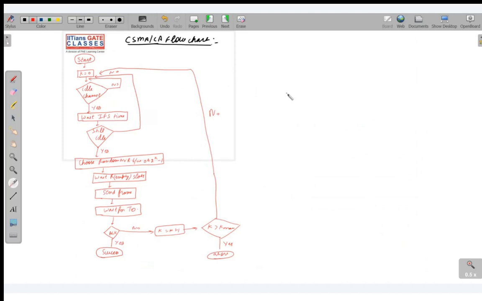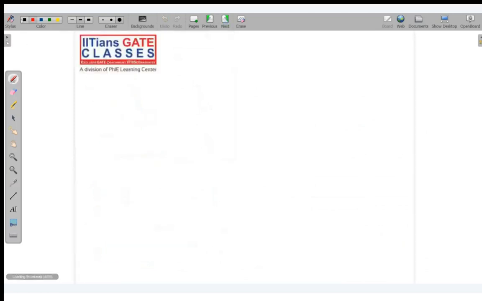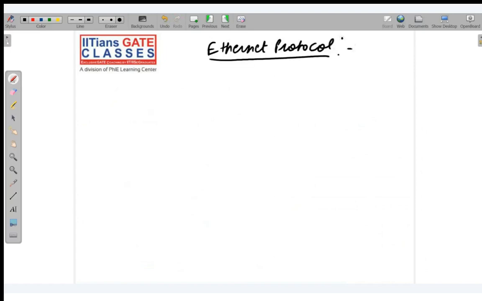I will jump to the next slide, and we will start our next topic that is very, very important. That is Ethernet. So the next is we are going to start the Ethernet protocol. So what is Ethernet and why are we using it?